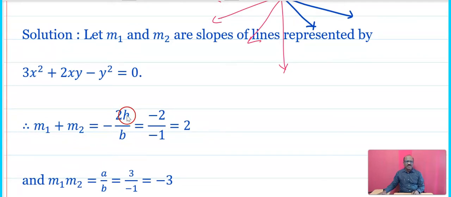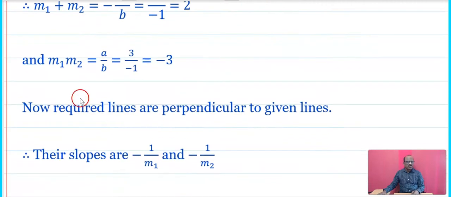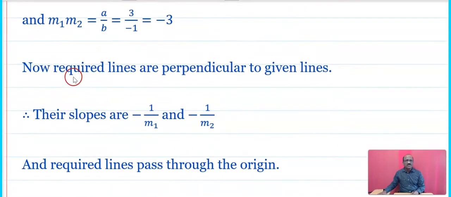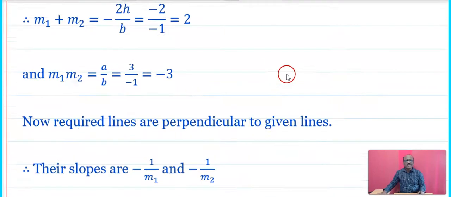The value of h is 1, and therefore h is 1 and b is minus 1. That is minus 2 upon minus 1, which is equal to 2. The product of the roots, m1 into m2, is equal to a upon b. The value of a is 3, b is minus 1, and overall you will get minus 3. Now the required lines are perpendicular to the given lines, our required lines.